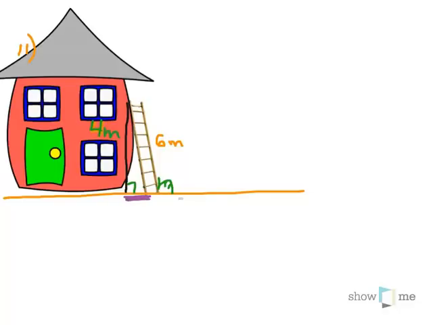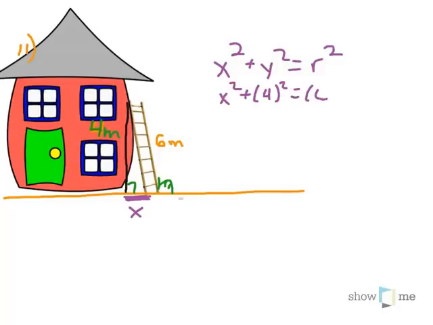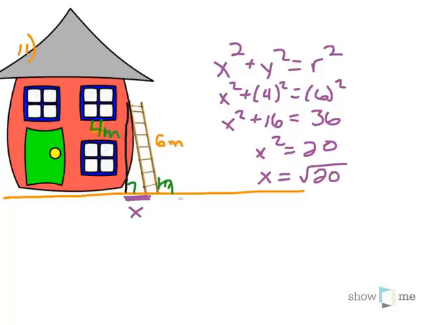Pythagorean Theorem would answer this question nicely. X squared plus y squared equals r squared. So x squared plus 4 squared equals 6 squared. 4 squared is 16. 6 squared is 36. X squared is 20. It says to give a rounded answer. Square root of 20 to the nearest hundredth is 4.47 meters.